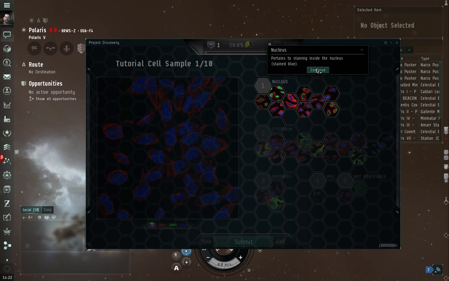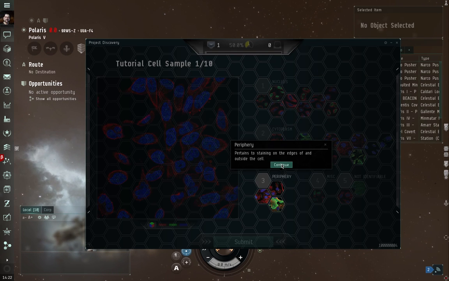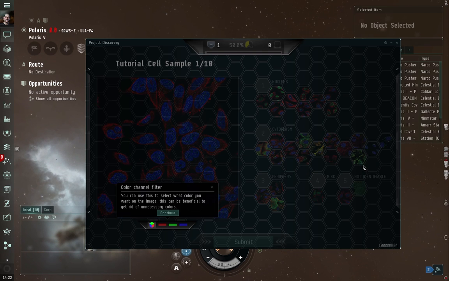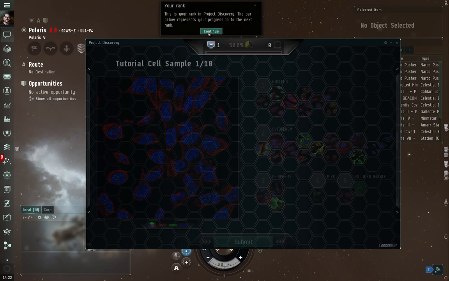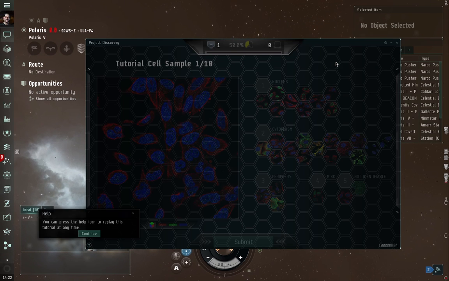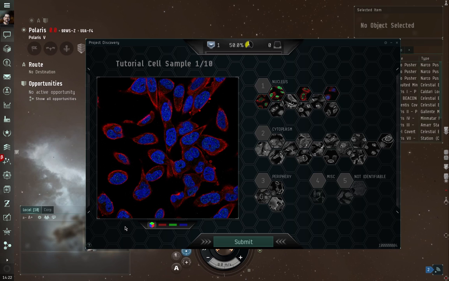And I'm going to zoom through these because I've already read all of them. You can read them at your leisure. They're going to explain what the different categories are. Here you can change colors and submit things, your rank, accuracy, and how many you've submitted. You can also go back to it. Yep. So this is the basic interface.